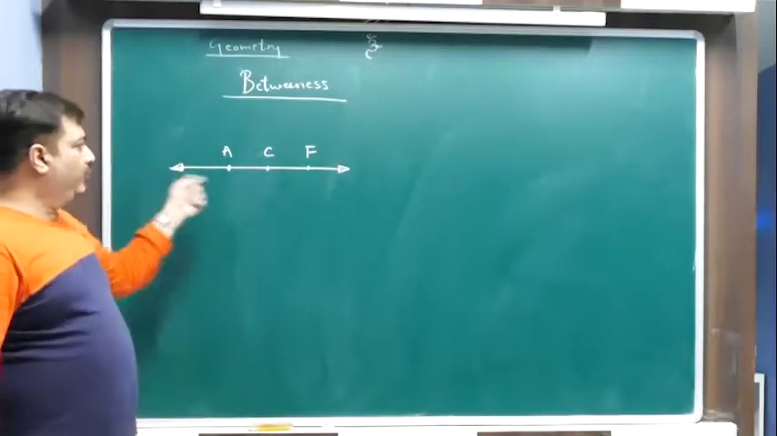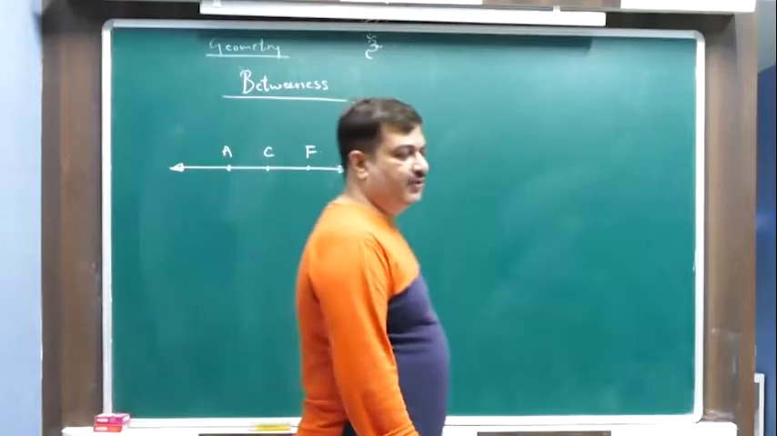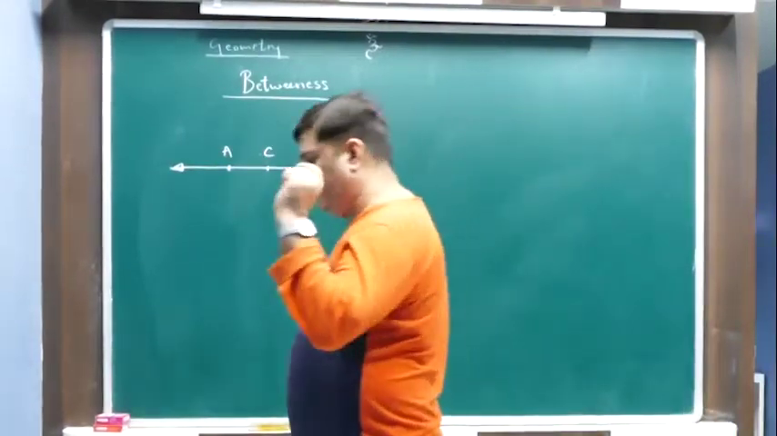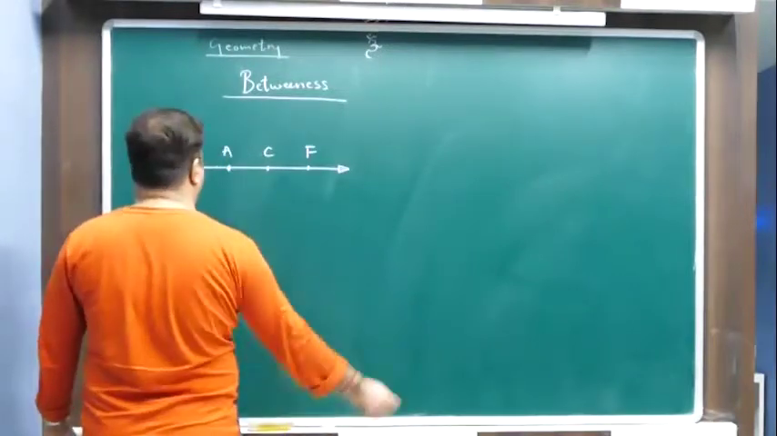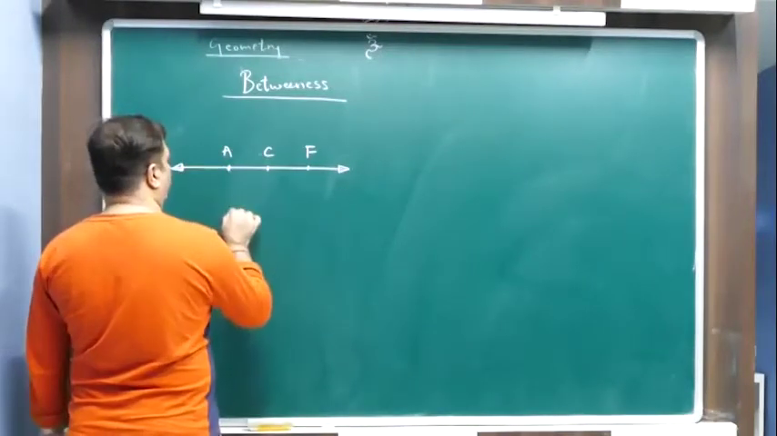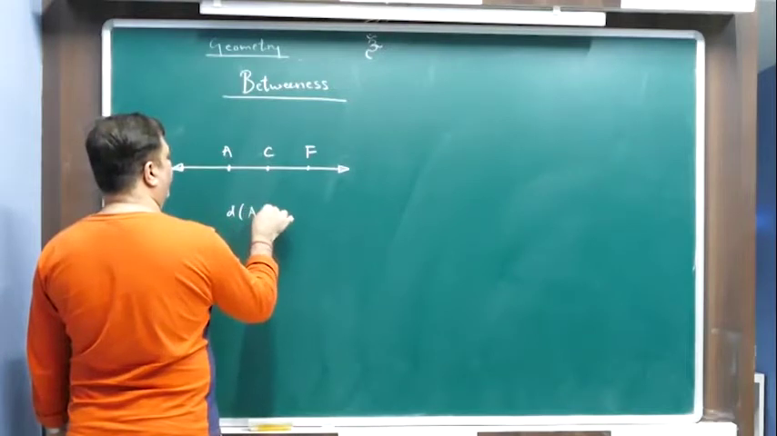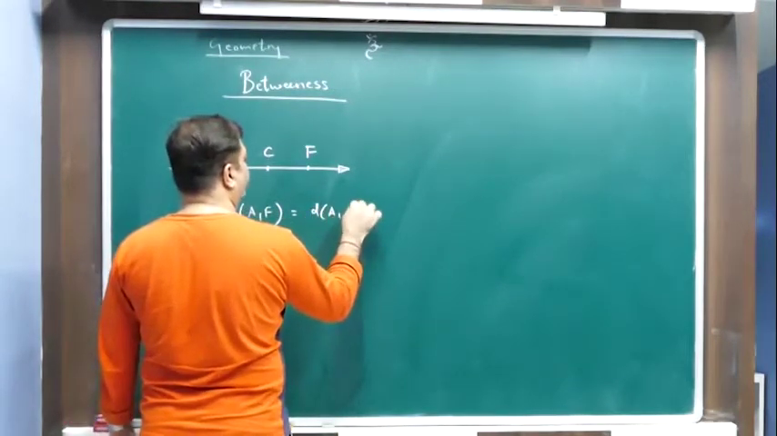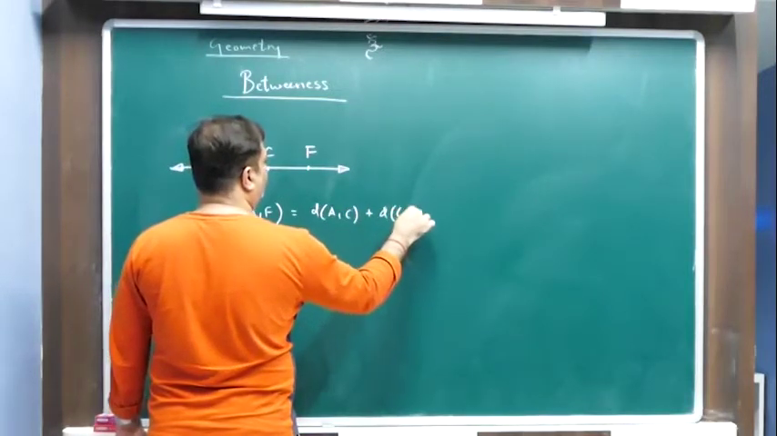Okay? So all 3 points are lying on the same straight line, and that is why I will say the 3 points are collinear. What does the property of betweenness say? The betweenness property says that if this is the situation, then distance between A and F will always be equal to distance between A and C plus distance between C and F.